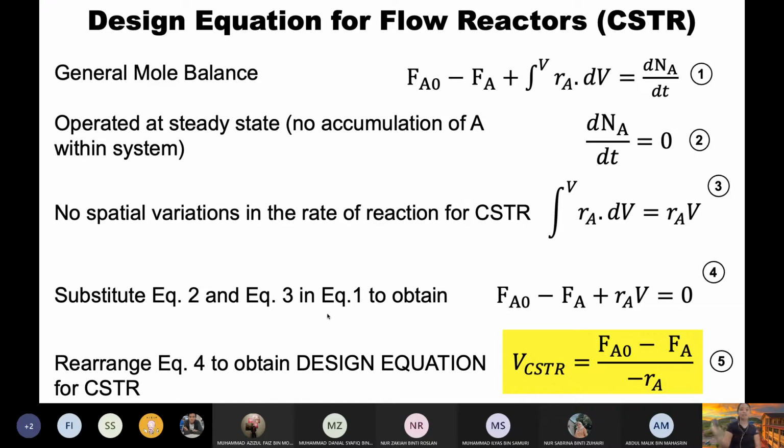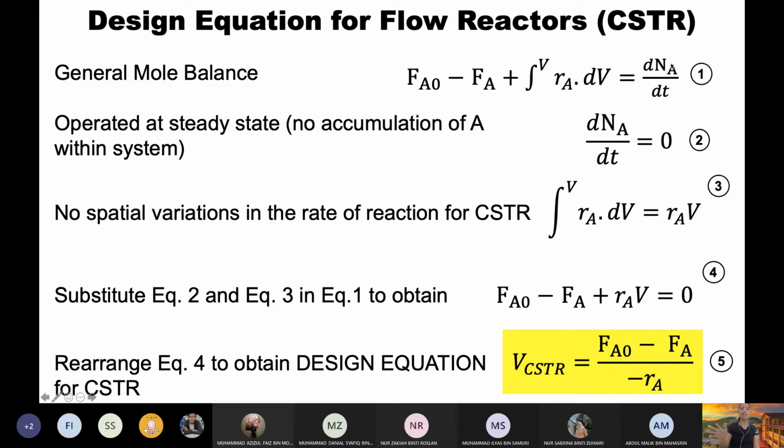Why do I say it's easier to derive? First of all, you still start with the general mole balance or design equation for the reactors. Always start with the same general balance equation, which says that the inlet molar flow rate FA0 minus the outlet molar flow rate plus the rate of generation in the reactor equals the rate of accumulation. This we already learned from chapter 1. The other day I also already taught you this.